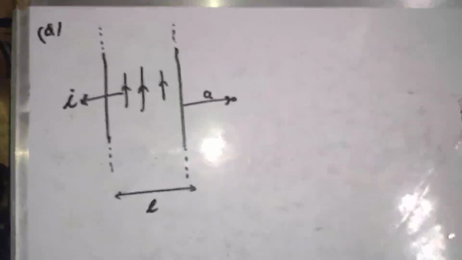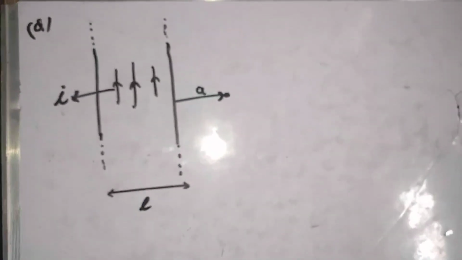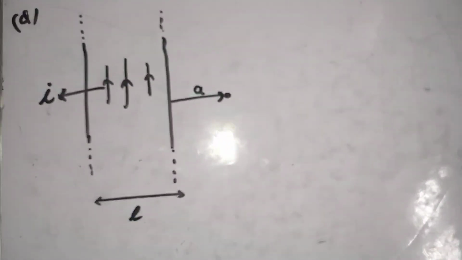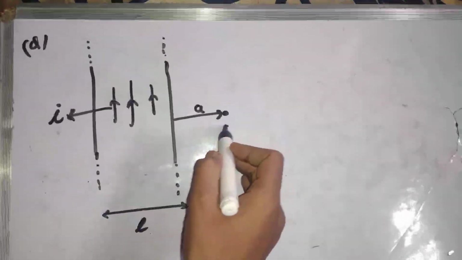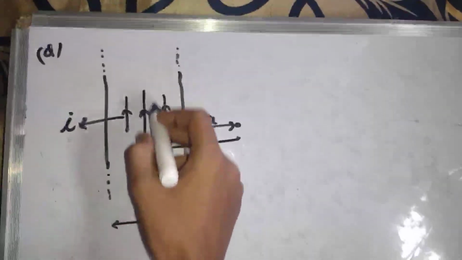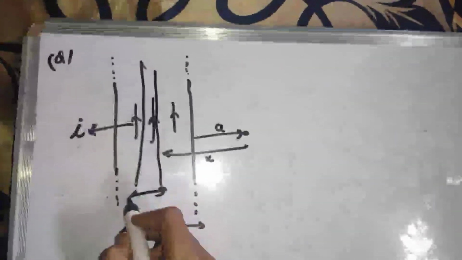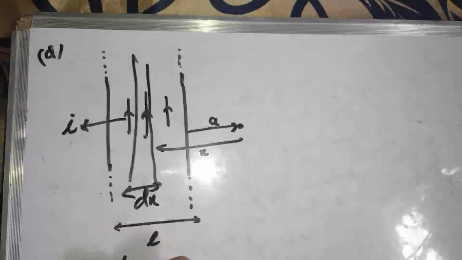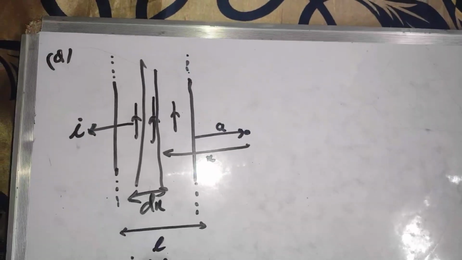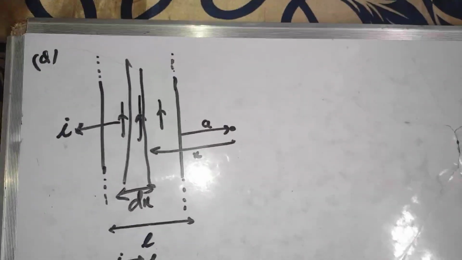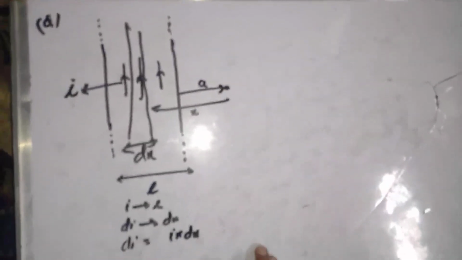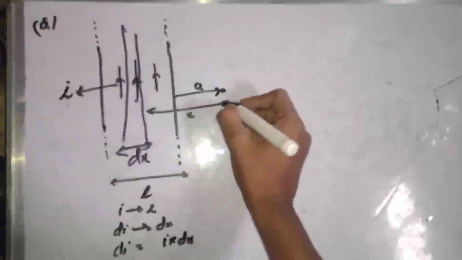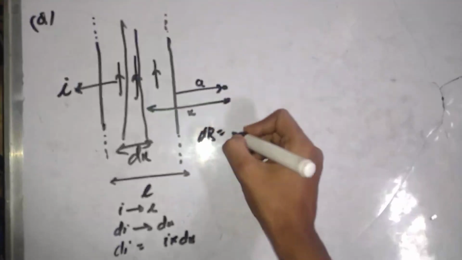So let's solve it. To solve this, what I'm going to do is, from this distance I will come at distance x, and I will take a differential element dx. If current I flows through L, then current dI will flow through dx, and this dI would be I into dx by L.